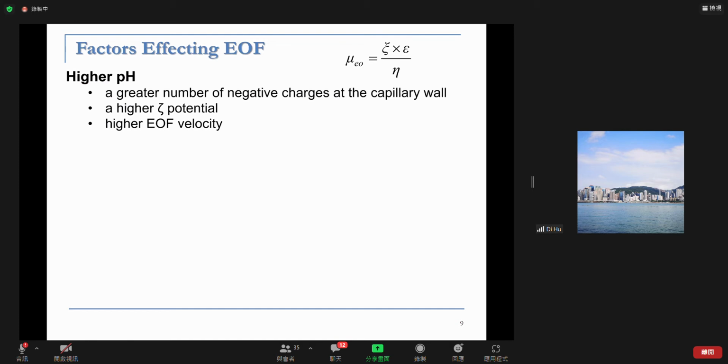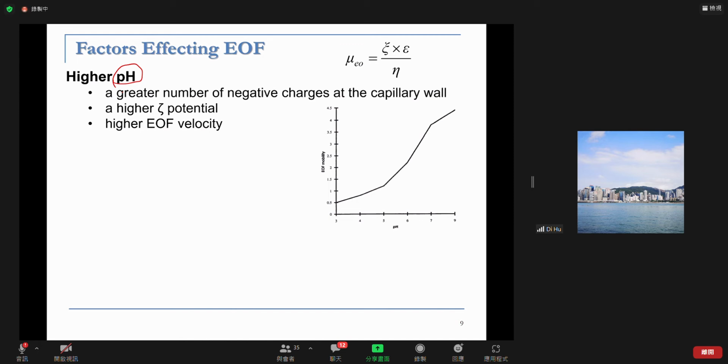Now let's take a look about what are the parameters so that can influence the EOF. We finish this part. Okay, so first, let's look at how pH influence. If you do not look at the notes, think about it by yourself. pH, how does pH increase? Higher pH, more charge, right? Okay, on the wall. So because more sunlight group get ionized.